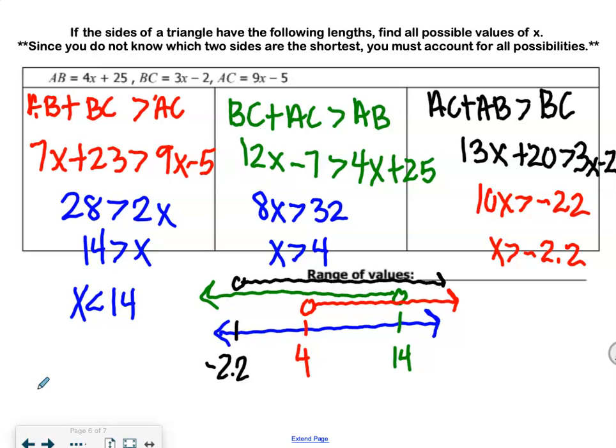So your answer is what region has all three colors? 4. Do you see how I have all three colors here, where they all overlap? So this is our range between 4 and 14. That makes sense.